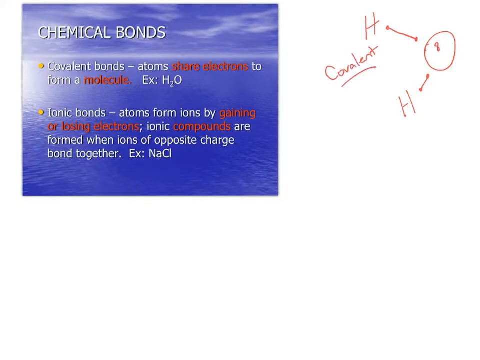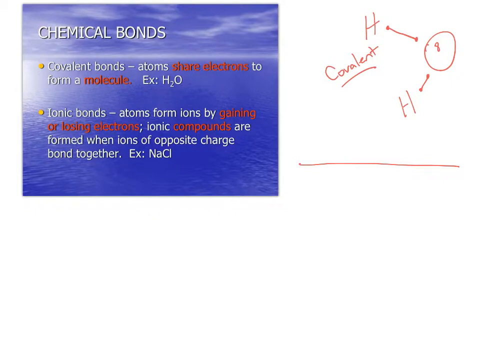All right, so this is a covalent bond. Water is a molecule. It's covalently bonded together. There's another type of compound that's not really a molecule. It's an ionic compound. And what that means is that there's another thing that atoms do, and that's that they give away or take electrons.